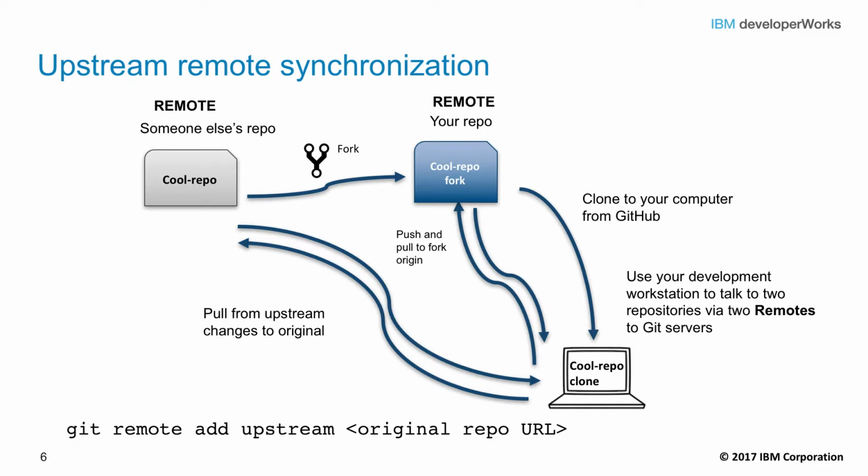Here's a summary of the actions and the respective commands to use in this scenario. If you want to list the currently configured remote repositories for your local repo, use git remote -v. To add a remote link to the original repository as an upstream source, use the command git remote add upstream, and then provide the original repo URL. Next, to sync the local repo to keep it up to date with the upstream, use git fetch upstream.